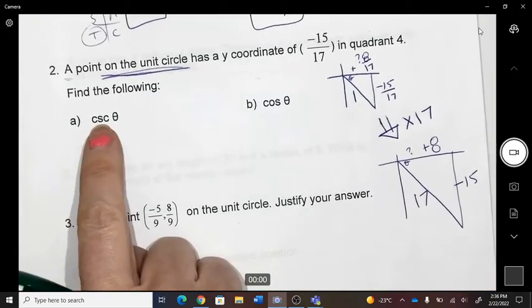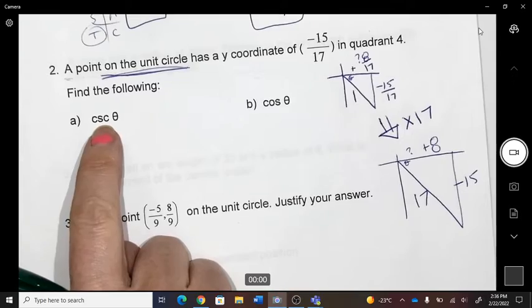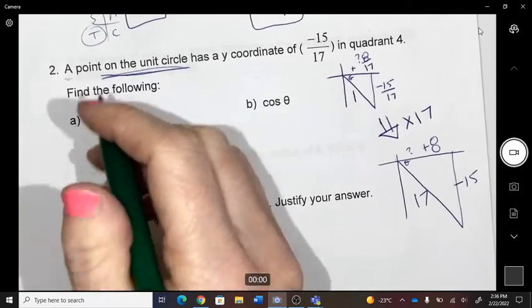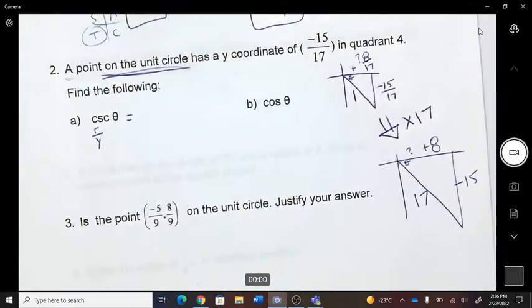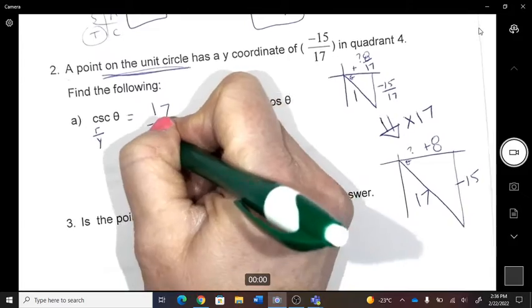Okay, now we can answer these though. Cosecant. So I'm going to have an r divided by a y. So the r divided by y.